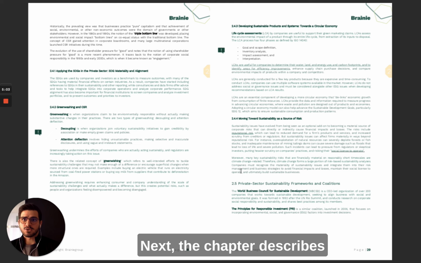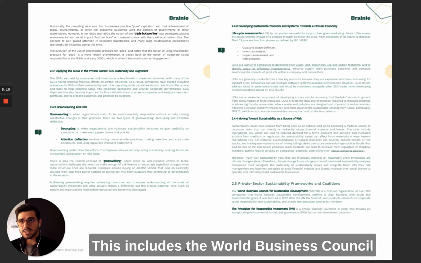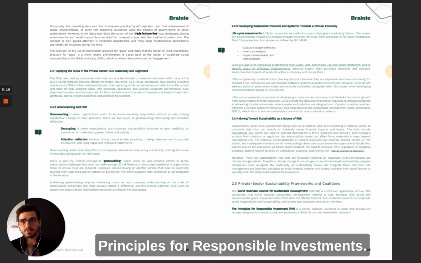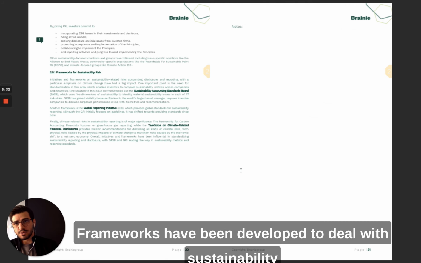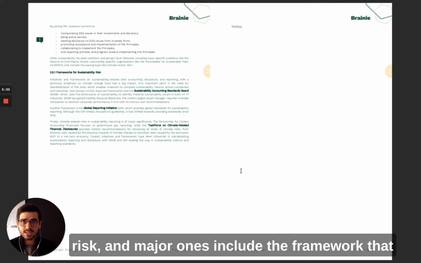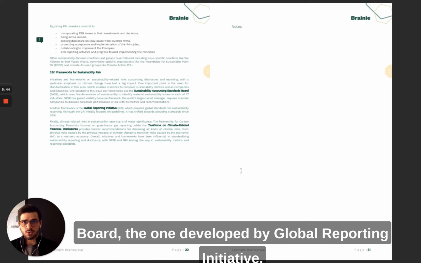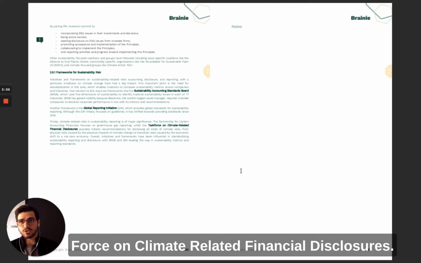Next, the chapter describes sustainability frameworks and coalitions. This includes the World Business Council for Sustainable Development and the UN Principles for Responsible Investment, UNPRI, including their 6 requirements to join them. Lastly, frameworks have been developed to deal with sustainability risk. Major ones include the framework developed by the Sustainable Accounting Standards Board, the one developed by the Global Reporting Initiative. One of the major players in climate accounting is the Task Force on Climate-Related Financial Disclosures, TCFD.